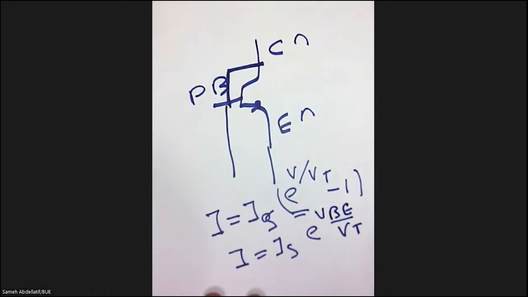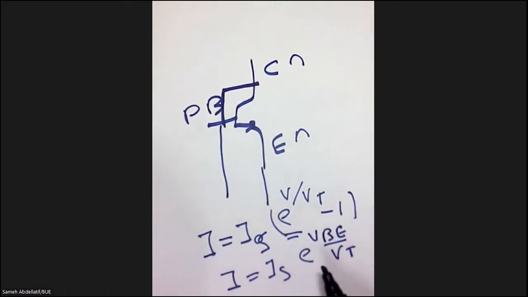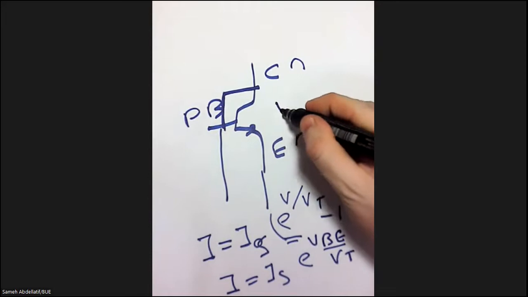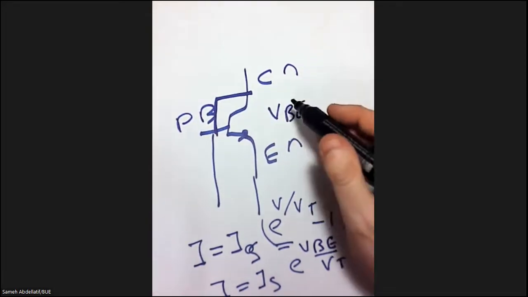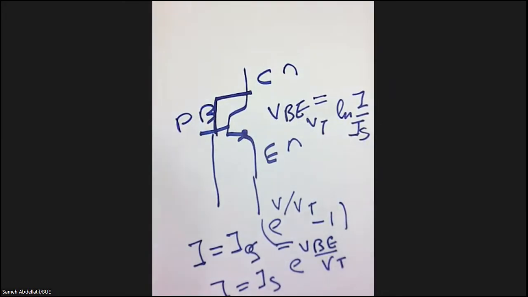If you remember, my dear students, this VT is the thermal voltage equal to kT over q, which is about 25.9 millivolts at room temperature. In other words, you can also write another equation by taking ln of both sides of this equation. You can say that VBE equals VT ln of I over IS. You will use this equation when considering some of our tutorial problems next week.